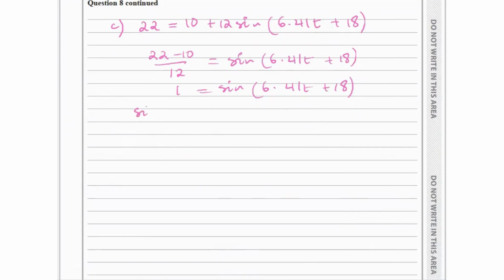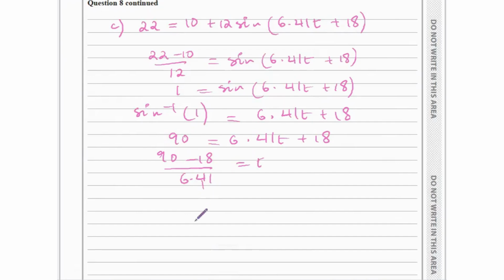So sine inverse of 1 gives us 90. 90 minus 18 divided by 6.41. That gives us 11.23 as t.